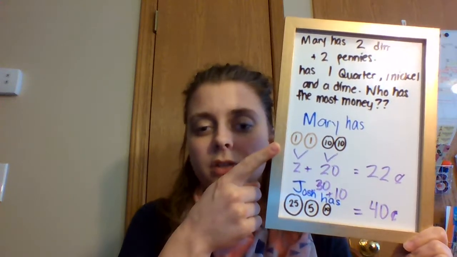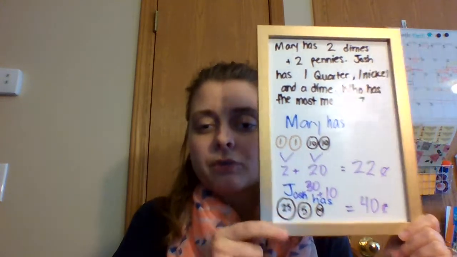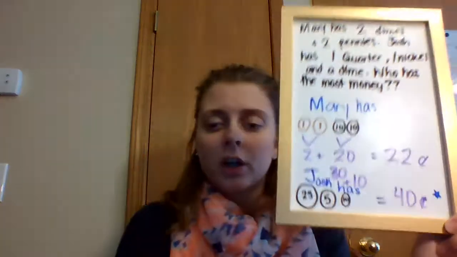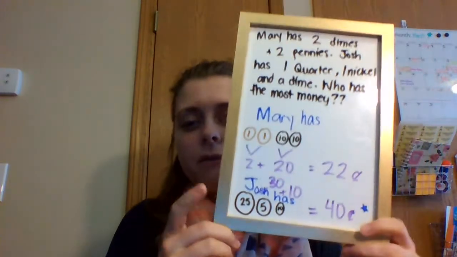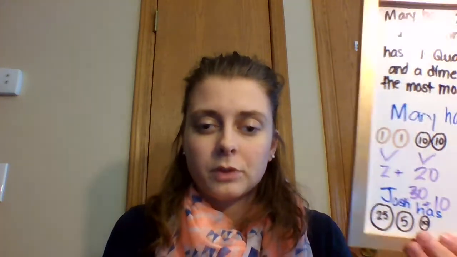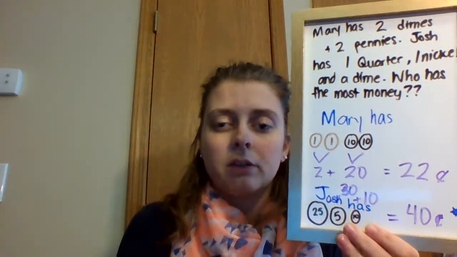Mary with 22 cents or Josh with 40 cents. If you said Josh, you are correct because 40 is bigger than 22. So Josh has more money than Mary.